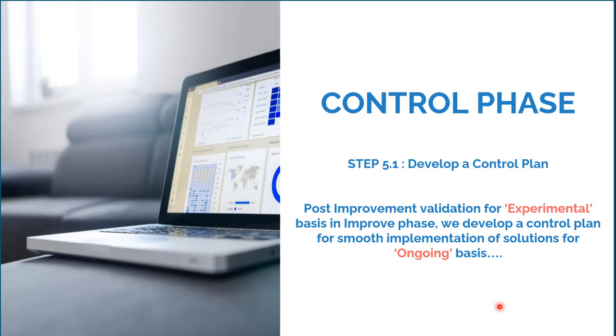And if they can do so, we can definitely see the improvement, sustenance, or stability in the performance of the process Y, or for that matter, we can see the sustenance or stability in the reduction of the problem. And for that sake, we have to come up with a control plan. So that's about the purpose of the control plan. Let's go to the next slide and understand a bit more about the control plan.